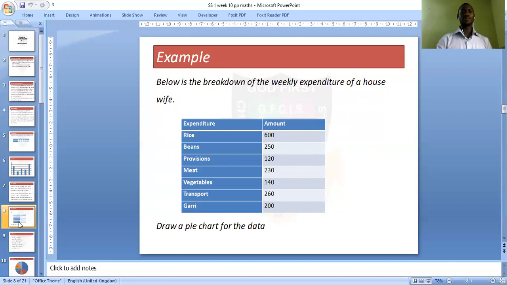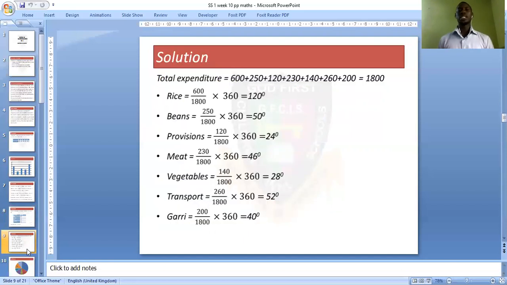So for rice it is 600. The total expenditure is 600 plus 250 plus 120 plus 230 plus 140 plus 260 plus 200, which gives 1,800. For rice, you already got the total expenditure, the total frequency. So find the fraction of rice to the total frequency, which is 600 divided by 1,800, times, number three, 360 to get the equivalent angle.